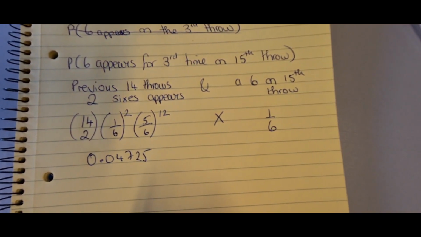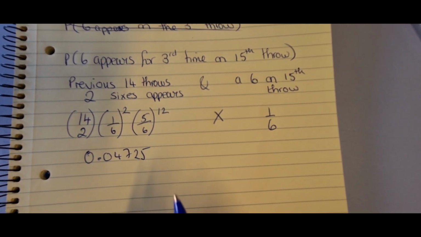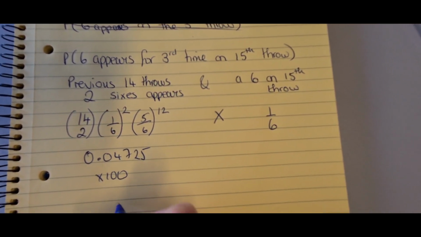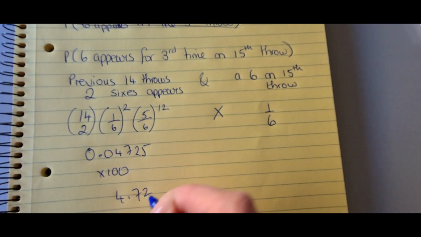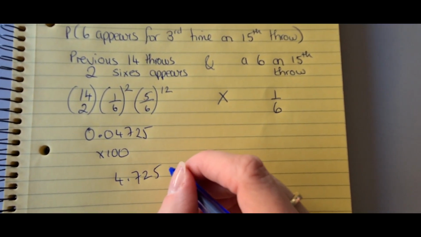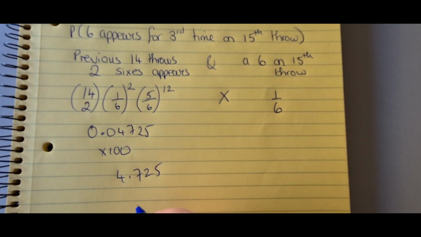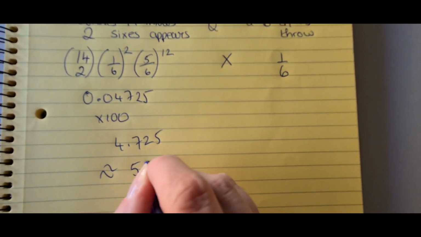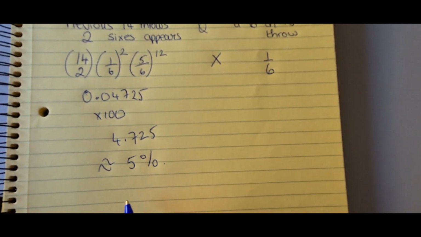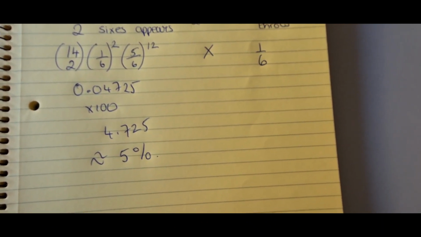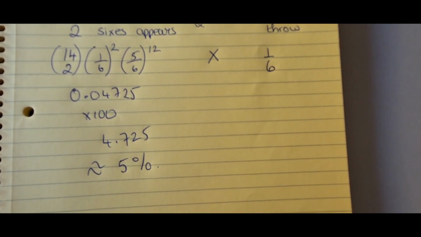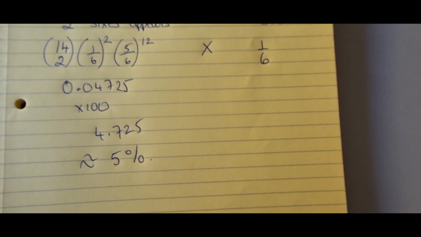0.04725, and the question did say to give your answer to the nearest percentage, so I'm going to multiply it by 100 first, so bring your decimal 2 places to the right, and that will give me 4.725, and then I'm going to round that to the nearest percentage, which is approximately 5%. So the probability you land on a 6 for the 3rd time on the 15th throw would be 5%.